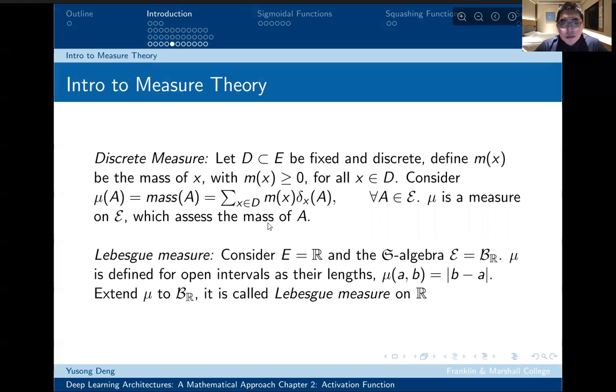The next one, the Lebesgue measure. This one is famous and useful. You can consider that E is all the real numbers, and the sigma algebra epsilon is what we call the Borel sigma algebra B(R), and mu is defined for any open interval as its length. For example, mu of (a, b) equals b minus a, which is the distance between b and a. If you extend mu to this Borel sigma algebra, it is called the Lebesgue measure on the real numbers.